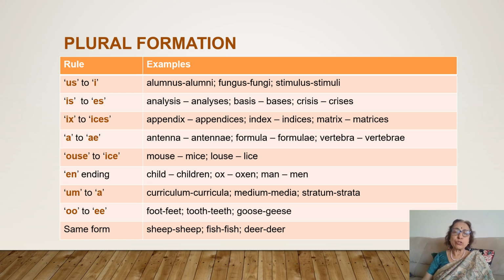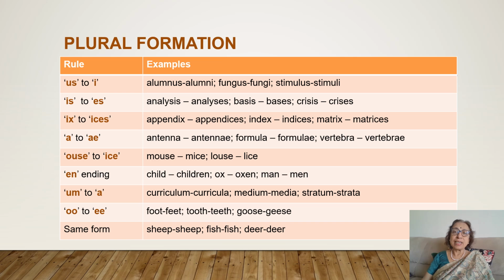Then you have the next rule. If the word ends in is, you can change it to es. You have analysis, I changes to e, it becomes analyses. Then you have basis, the I changes to e, you have bases. Then you have crisis, I changes to e, you have crises.